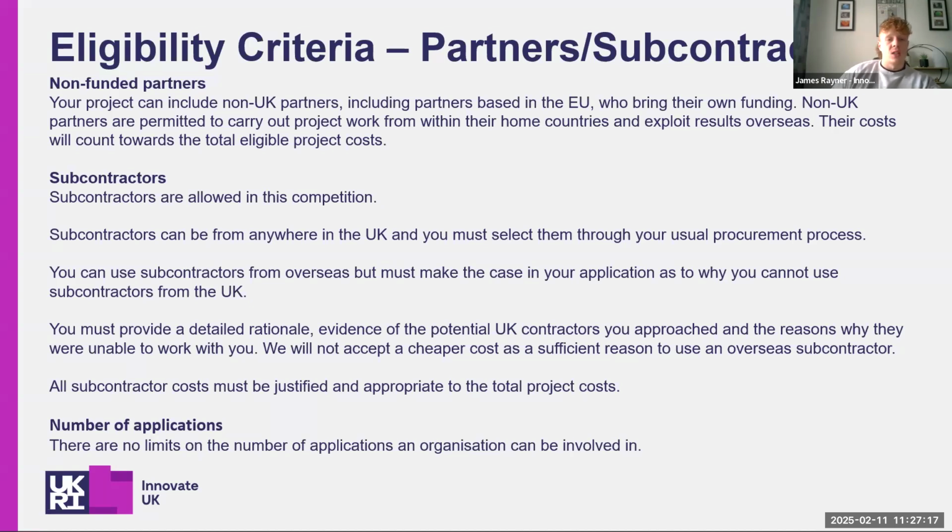Subcontractors are allowed in this competition, and subcontractors can be from anywhere in the UK, and you must select them through your usual procurement process. You can use subcontractors from overseas, but must make the case in your application as to why you cannot use subcontractors from the UK. You must provide a detailed rationale, evidence of the potential UK contractors you approached, and the reasons why they were unable to work with you. We will not accept a cheaper cost as sufficient reason to use overseas subcontractors. All subcontractor costs must be justified and appropriate to the total project costs. And there are no limits on the number of applications an organisation can be involved in this competition.